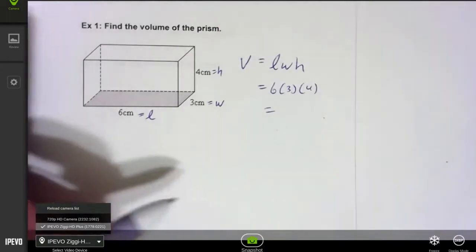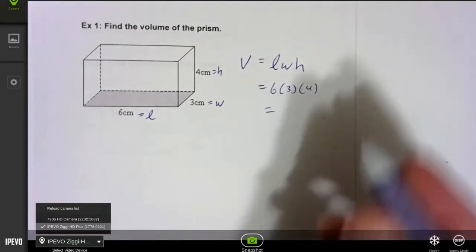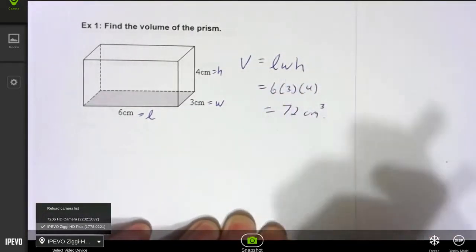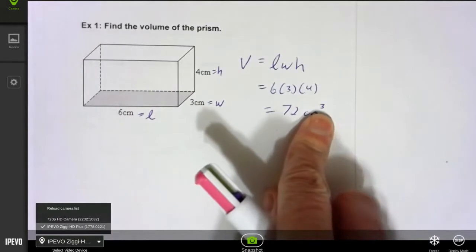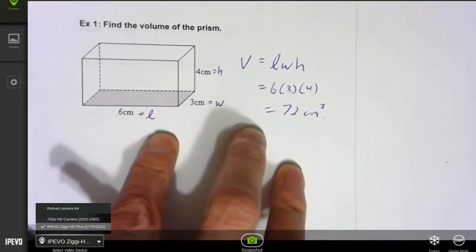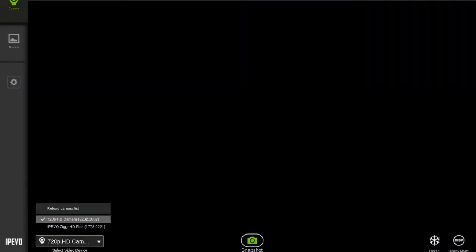Let's take that to the calculator. I believe 18 times 4 is 72 centimeters cubed. Notice we're in cubic centimeters now because we're talking volume. Area was in square centimeters. So this is the simple problem that everybody's used to. Problem is, as we said, not every type of figure comes in these shapes.